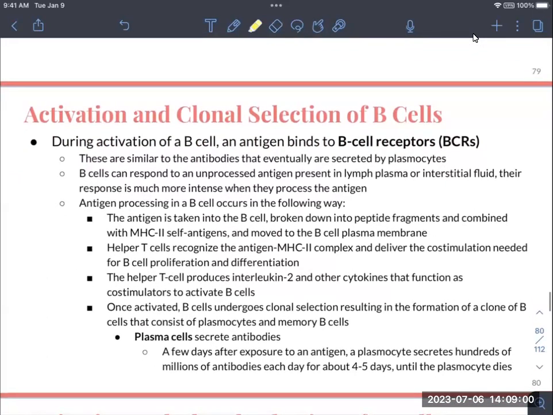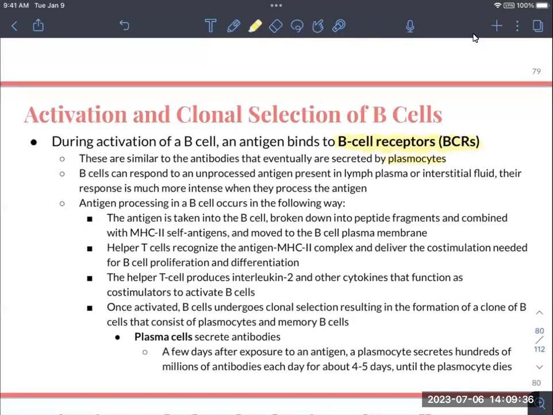So during the activation of B cells, an antigen is going to bind to B cell receptors. They're similar to antibodies, and they get secreted out by those plasmacytes. B cells respond to unprocessed antigens presented in lymph plasma or that fluid. And their response is a lot more intense.